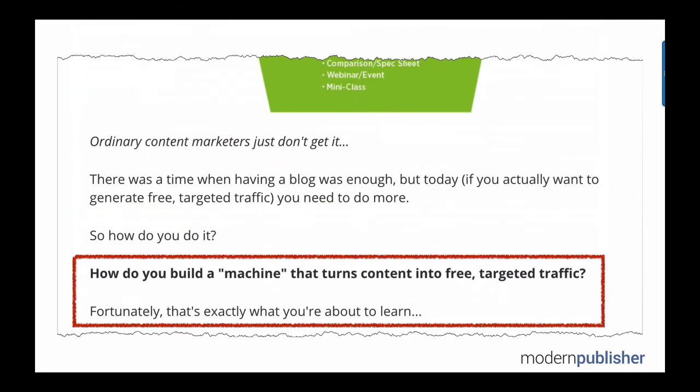So take a look here at this copy, where I say, how do you build a machine that turns content into free targeted traffic? So I use this word machine to describe what the after state is going to look like, right? You're going to have this machine.